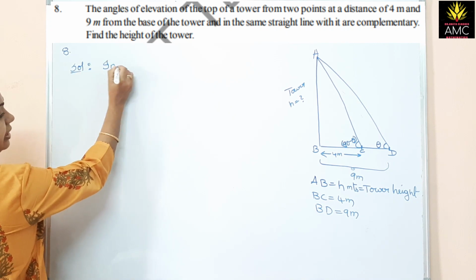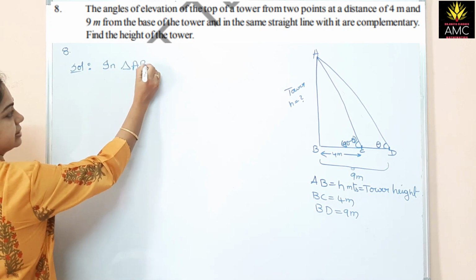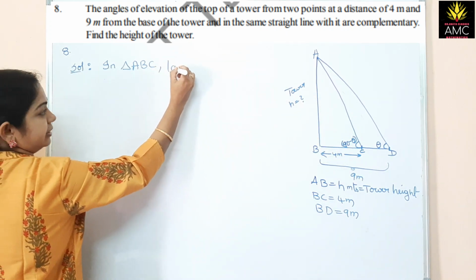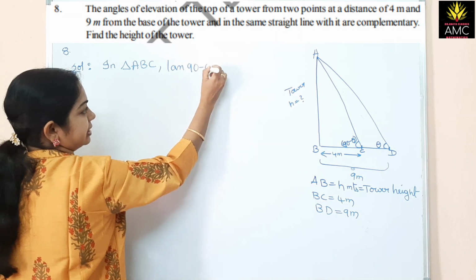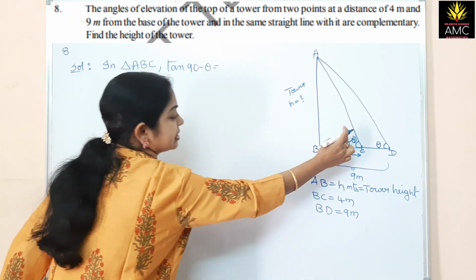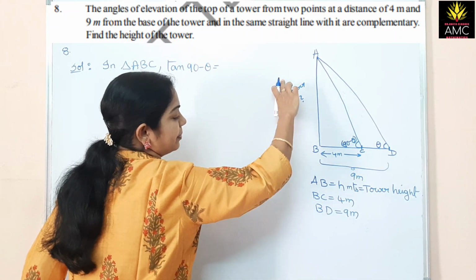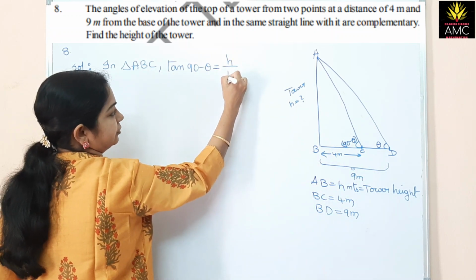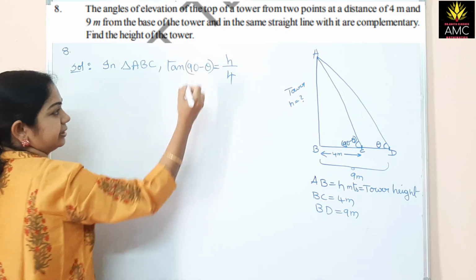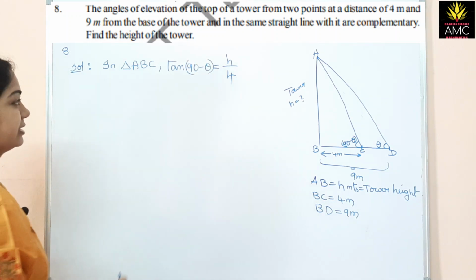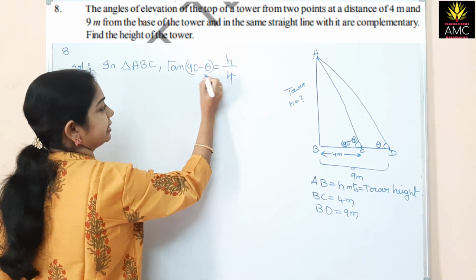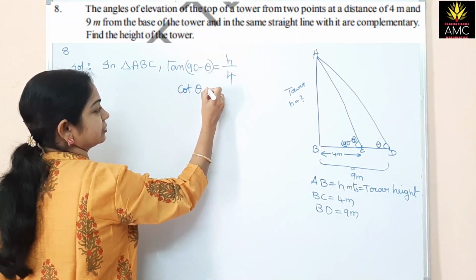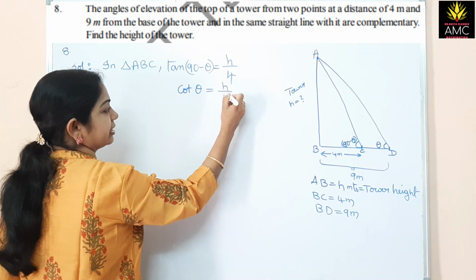Now, in triangle ABC, let us take tan 90 minus theta. Here the angle itself is 90 minus theta. So, opposite by adjacent comes to h by 4. Tan 90 minus theta is opposite by adjacent. And we also know that tan 90 minus theta, for the complementary angle, comes to cot theta. So cot theta is equal to h by 4, I can write.